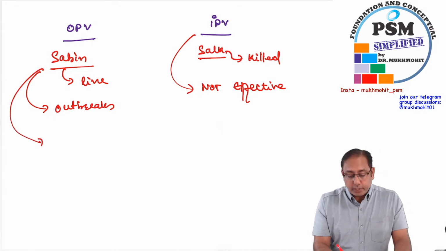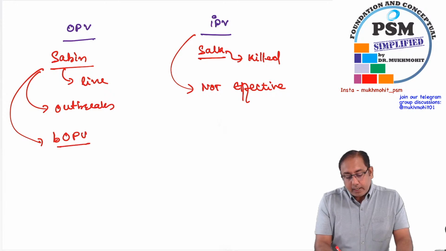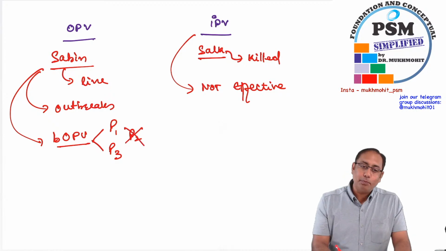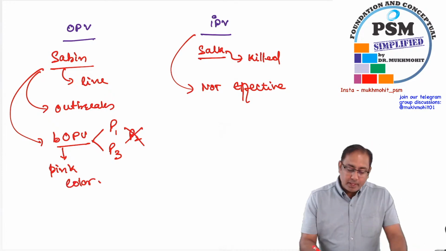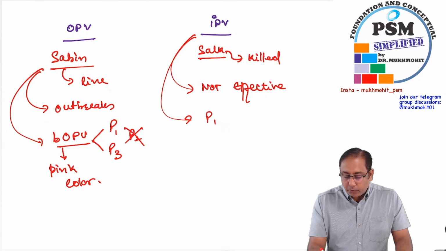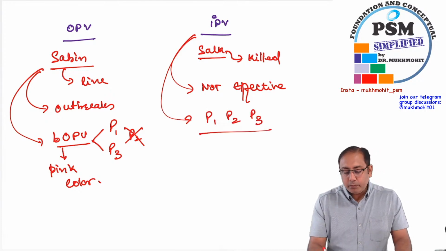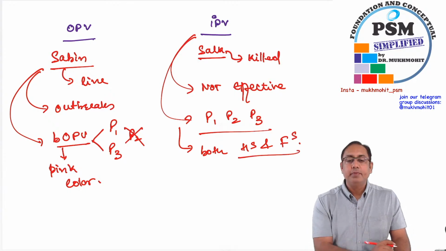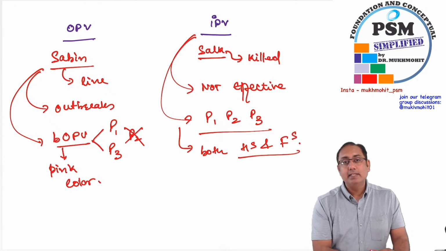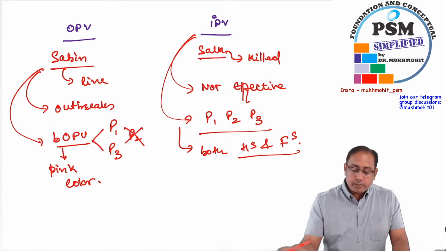The OPV which we use today is a bivalent OPV, and it has two strains, the P1 and the P3. The P2 is not given in the OPV. This is a pink color liquid, which is a bivalent OPV. IPV contains all three strains, P1, P2 and P3. It is both heat sensitive and freeze sensitive vaccine. Please note, it is both heat and freeze sensitive vaccine.